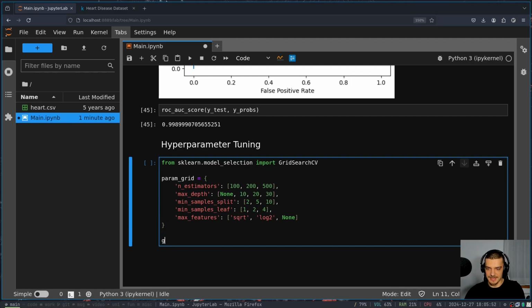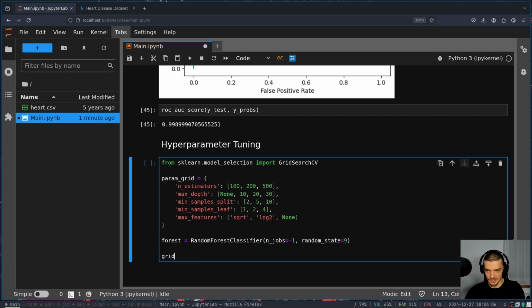We can now say that we want to have a random forest model, so a random forest classifier. We're going to set n_jobs equal to -1 to parallelize all of this. And we're going to add the random state of 9 again. And then we're going to say grid search is equal to GridSearchCV. We're going to pass the model, we're going to pass the parameter grid, and we're going to say we want to do a threefold cross-validation. What this basically means is we take the data, we split it into three folds, we use 2 for training, 1 for testing, and we do that for all the combinations.